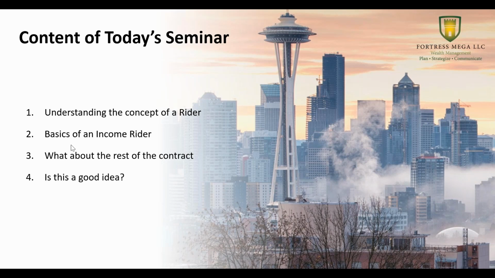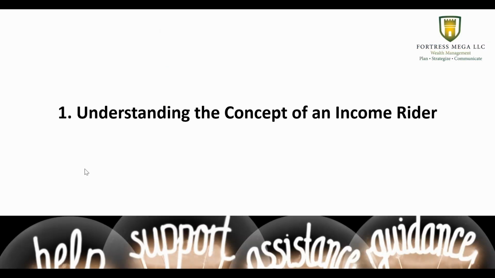Today we're going to talk about the concept of an income rider. What is an income rider? Then we're going to go to the basics and really dive into the basics of the income rider. Then we'll talk about the rest of the contract: how does an income rider affect an annuity contract? And then we're going to talk about whether this is a good idea or not. Is this a scam, or is this a legitimate tool?